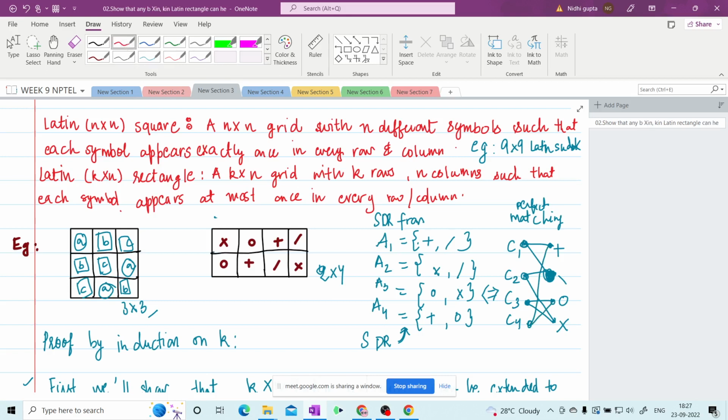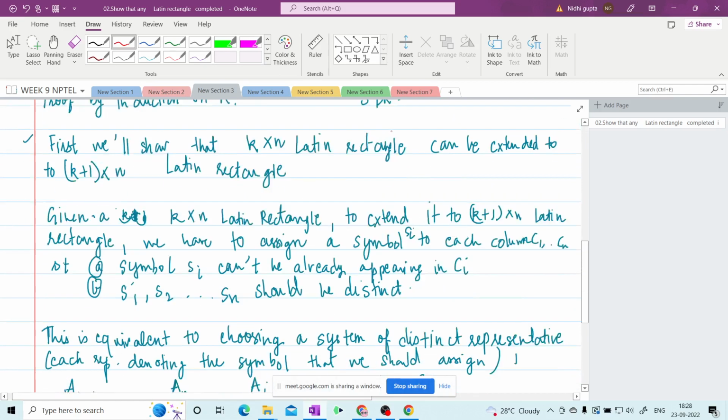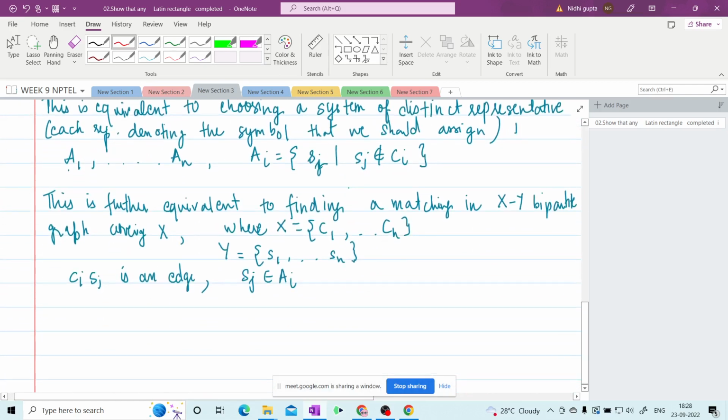In this example we can easily find a perfect matching, I think. If we go with this with this, this with this, this with this, then this is a perfect matching. So what are we doing? We are adding plus here, divide here, multiplication here, and circle. So we have extended it to a k+1 rectangle. Now in this case we see this perfect matching exists.